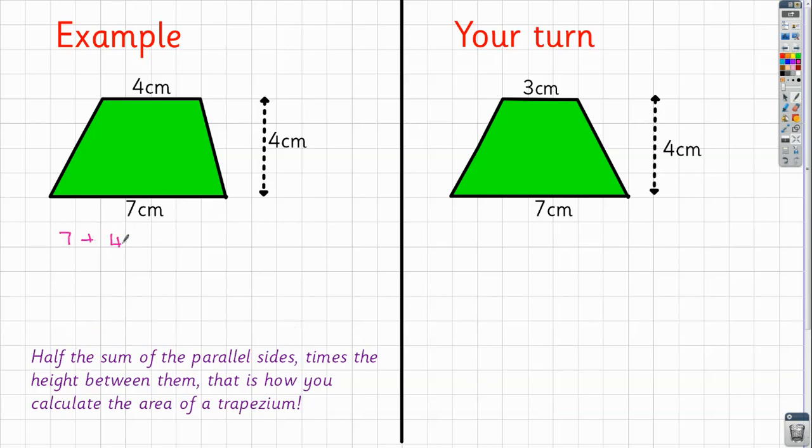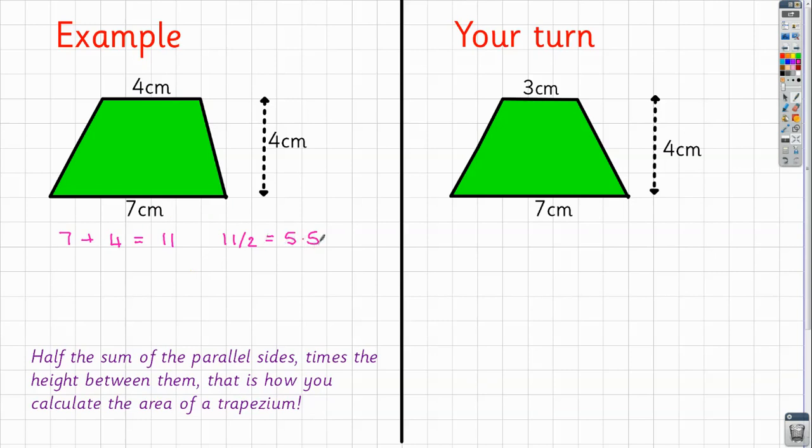So 7 and 4 is 11. And then I halve that, 11 divided by 2, which is 5.5. So that's the average of those two parallel sides. I've added them together and I've halved it.